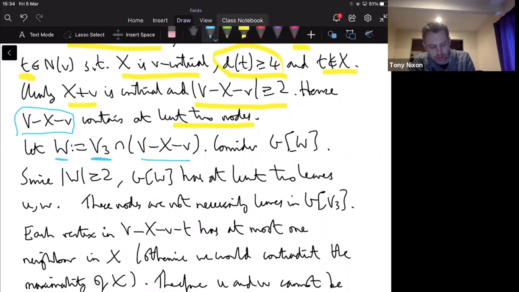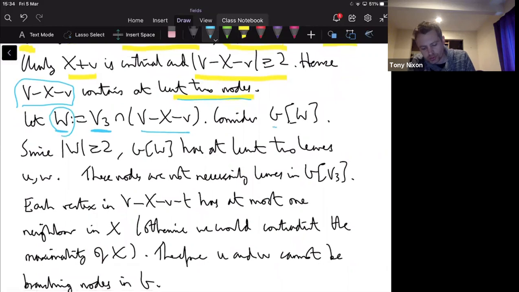We know that there are at least 2 nodes in V minus X minus V, so W has at least 2 vertices. Okay, so I want to consider the subgraph induced by W. We know that W has at least 2 vertices, so it has at least 2 leaf nodes, the vertices of degree 0 or 1 in GW.